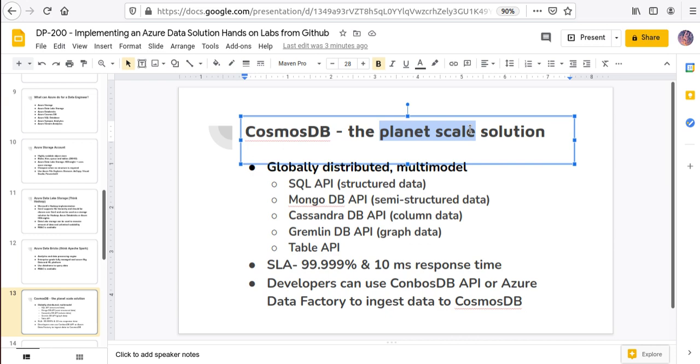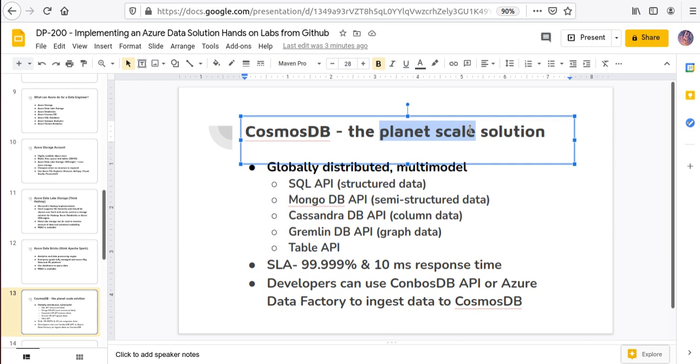And the beauty of Cosmos DB is that it supports various types of data models. Like if you have SQL structured data, yeah, you use the SQL API and move your data to Cosmos DB. If you have MongoDB you're using currently with semi-structured data, use the MongoDB API to move your data to Cosmos DB. Cassandra supports column data. If you're using that, use the Cassandra API and move to Cosmos DB. Similarly, Gremlin DB for graph data, and the table API. So it's one solution that can solve a lot of different scenarios.